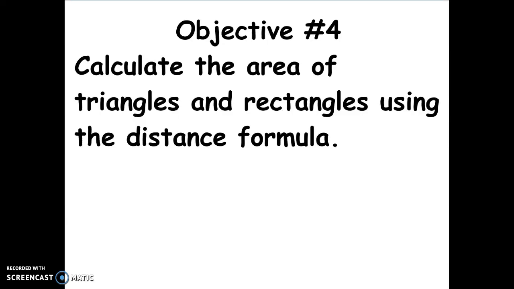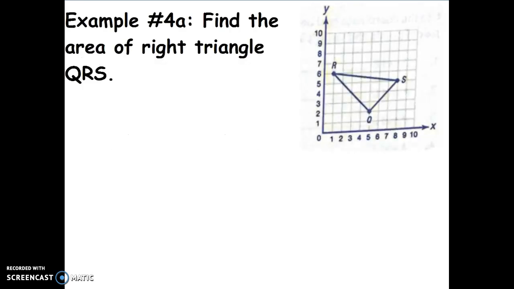Now we're looking at our last objective for distance formula. We're going to calculate the area of triangles and rectangles using the distance formula. Now this is where we need to remember the formula for the area of a triangle and the area of a rectangle. So refer to your formula sheet.